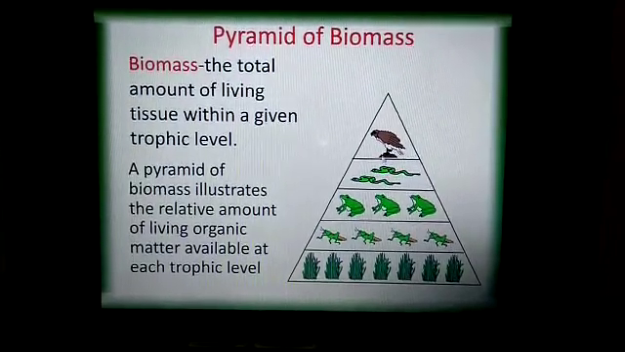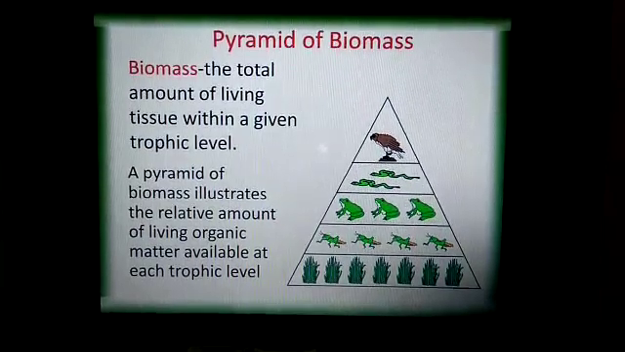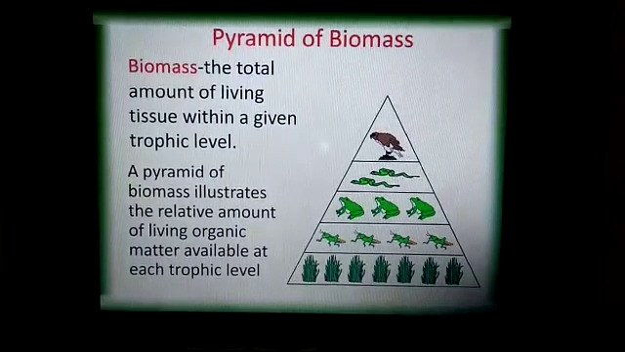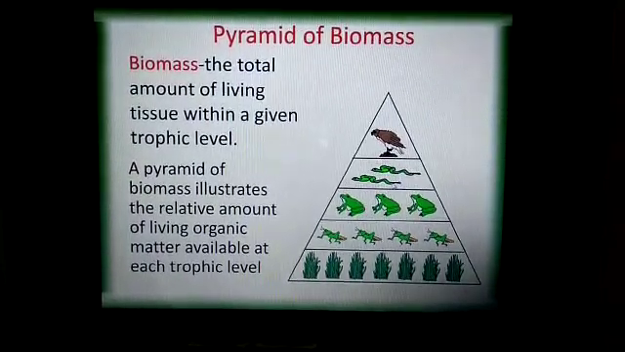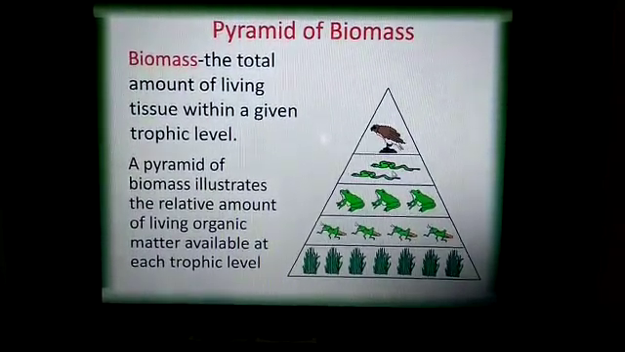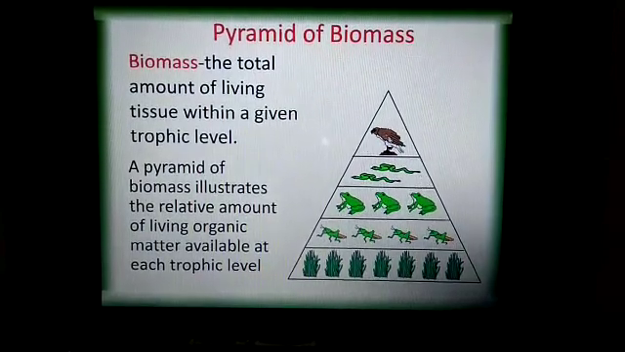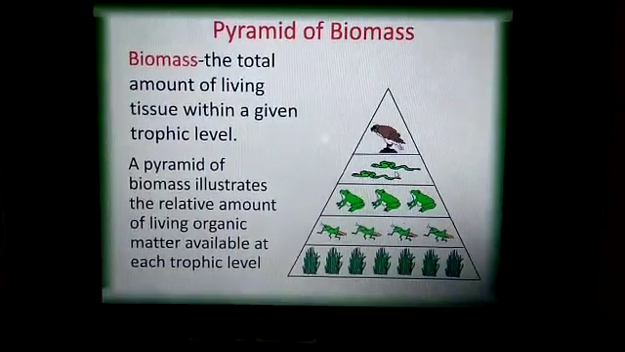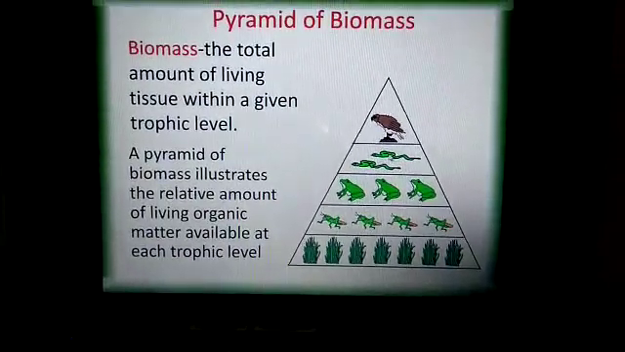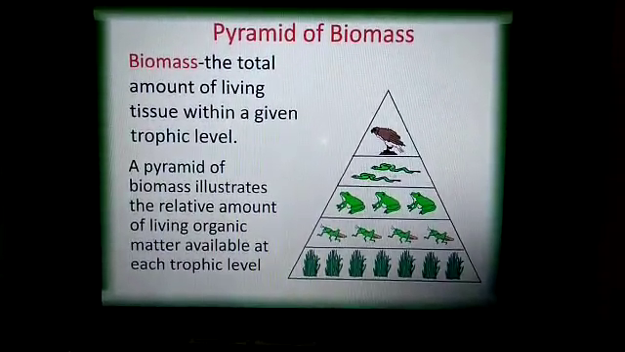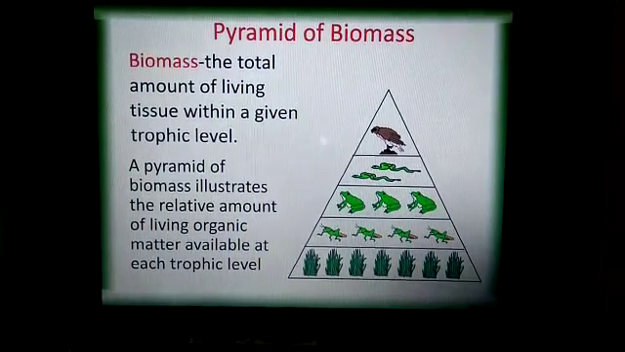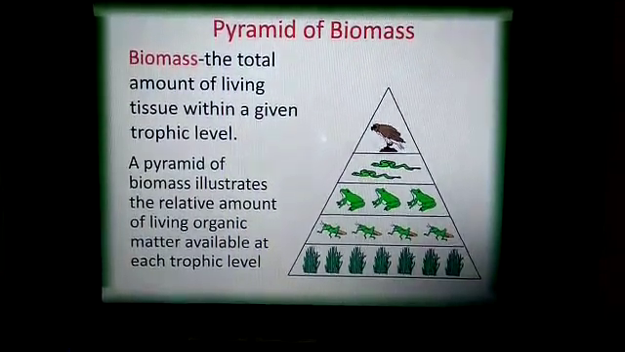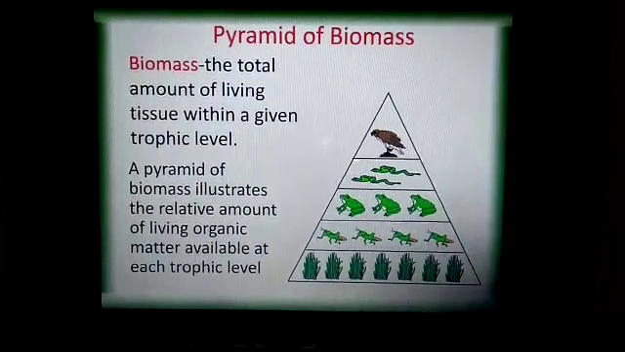And ultimately, when an eagle eats the snake, the biomass of the eagle is less as compared to the snake, because in its lifetime this eagle does not eat only one snake. Several snakes are eaten by one eagle. So the mass of those several snakes is more as compared to one eagle.